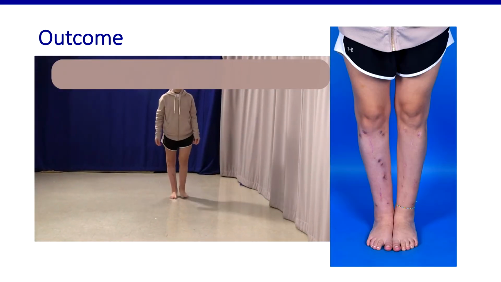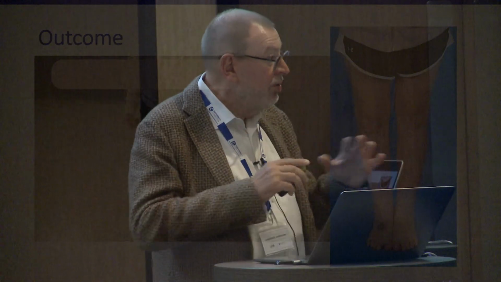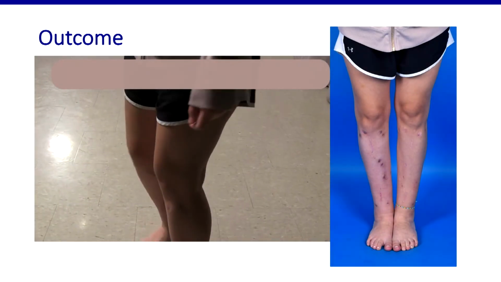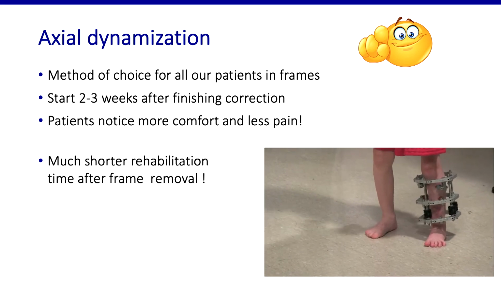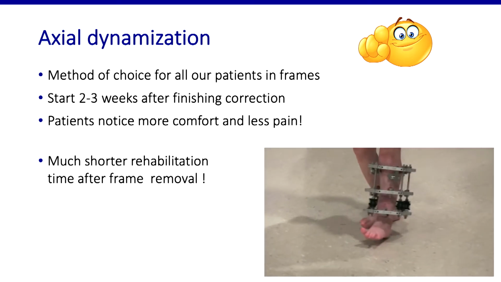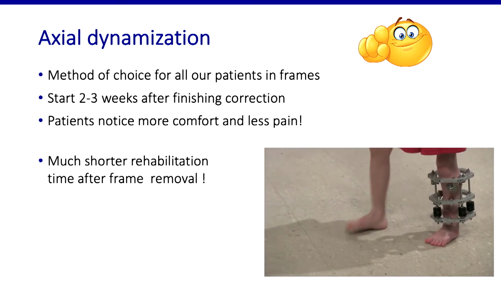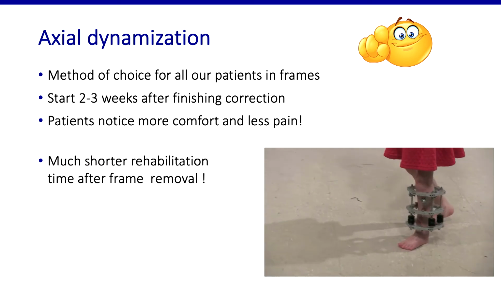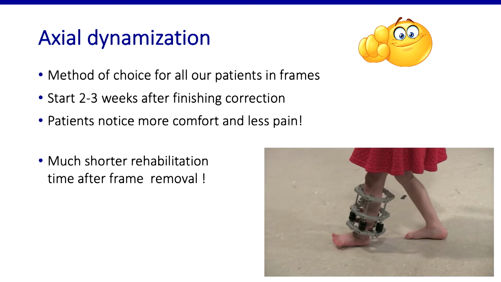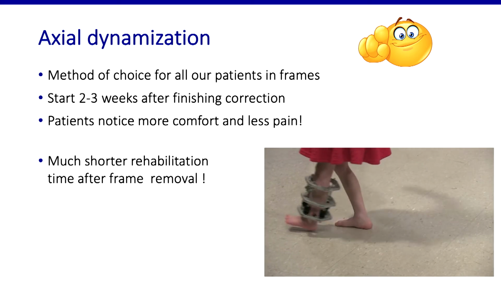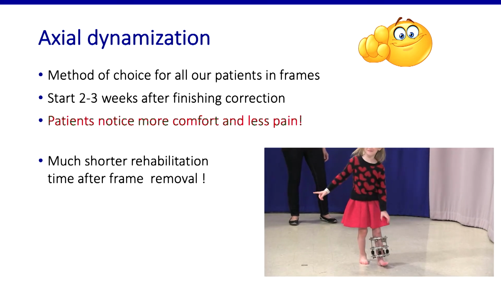We were worried the patient would not be willing to put weight on when you decrease some stability in the frame. But we were surprised. They actually love it. So now axial dynamization is our method of choice for all patients. We used to wait until we saw something bad and then, oh, let's dynamize it. No. After we finish the correction and the distraction, we have a straight leg for all of our patients. 3, 4, 5 weeks after that, we put dynamizers there. It's become the default method. We have much shorter rehabilitation times right now.